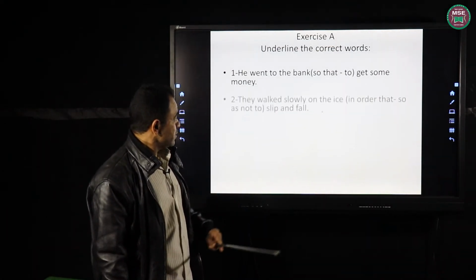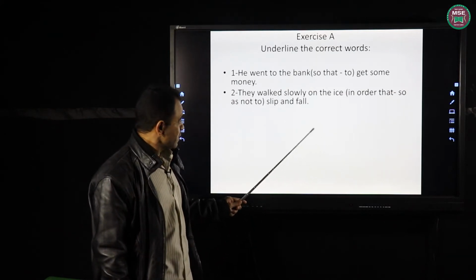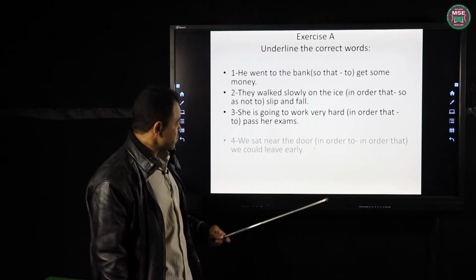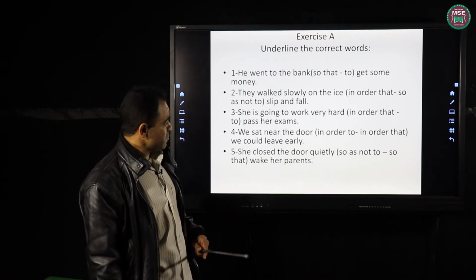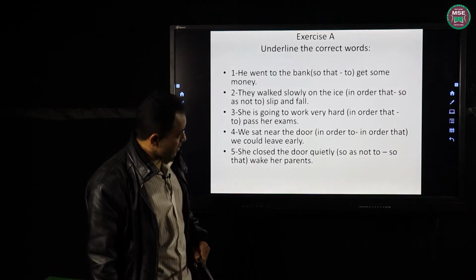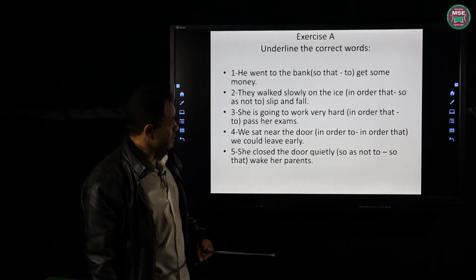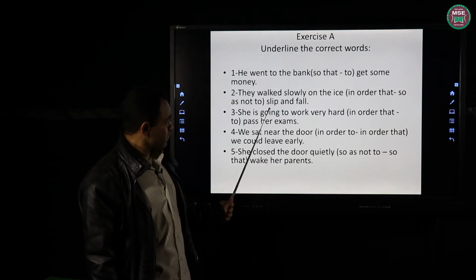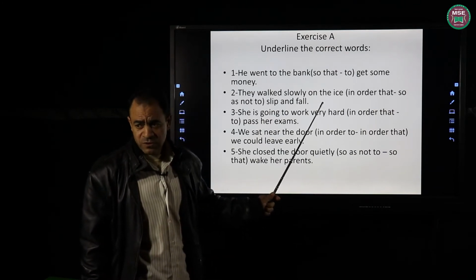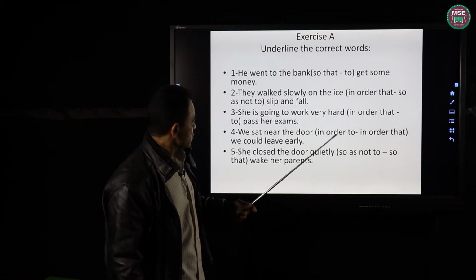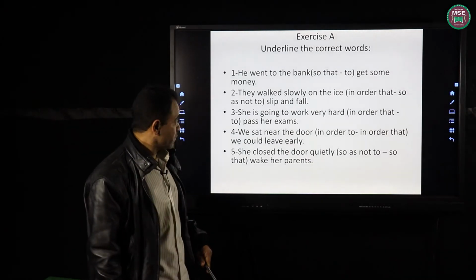Very good. And number two, of course, now you understand the idea, right? Okay, have a look at this exercise and try to find the answer yourself, okay? I think it's so easy. They walked slowly on the ice, okay? Slip and fall. So here, again, you have just the verb. Yes. So can I say in order that? No, after that you remember we need a subject and verb. But here it's so as not to. So as not to. Very good.